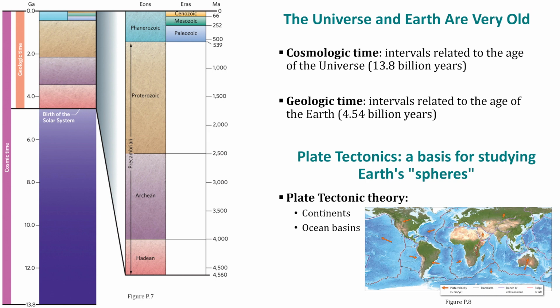And one way to think about how do we study Earth's spheres? How are they related? One way is to think that they are connected through something called plate tectonic theory, where continents and ocean basins sit atop the interior of the Earth and slide across it. We'll talk more about plate tectonics in the next chapter.